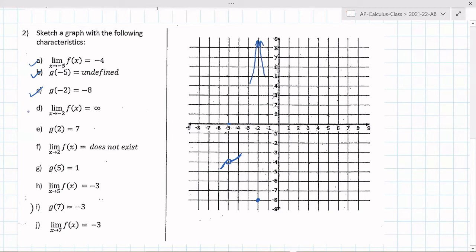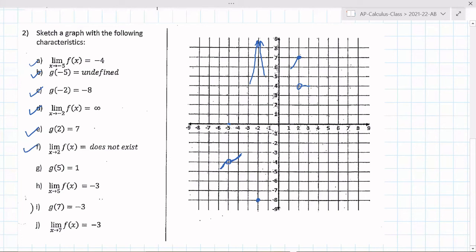And then g of 2 is 7. As x tends to 2, the limit of f of x does not exist. So we could, for example, make it come to 2 different points from left and right. So here we could say something like this. And from the right, we could do that, for example. There are many ways for the limit to not exist. We just chose to do it like this, just break it there.